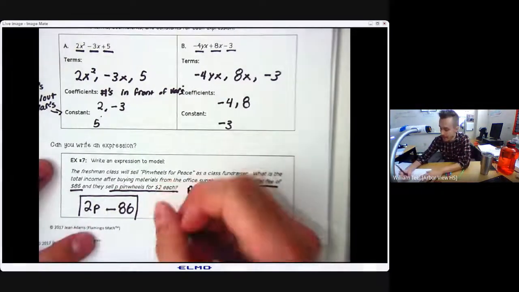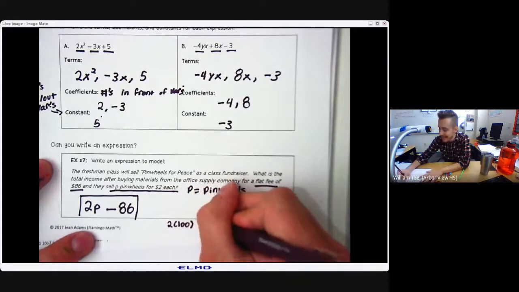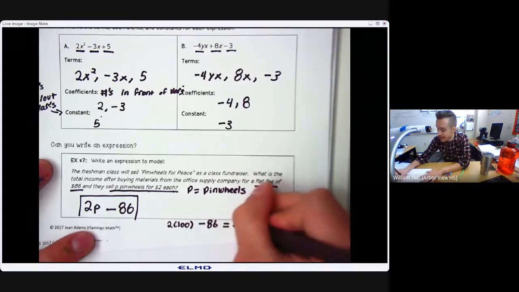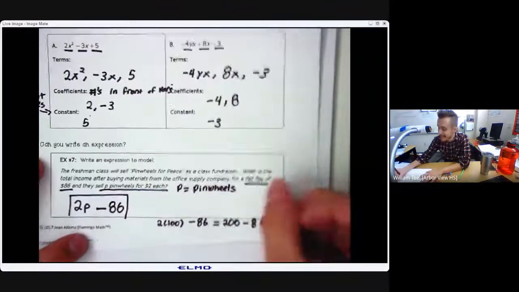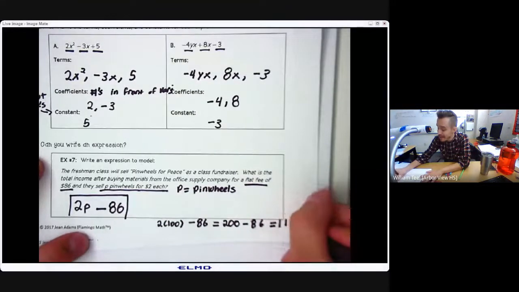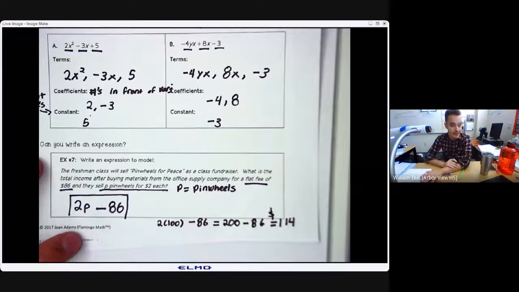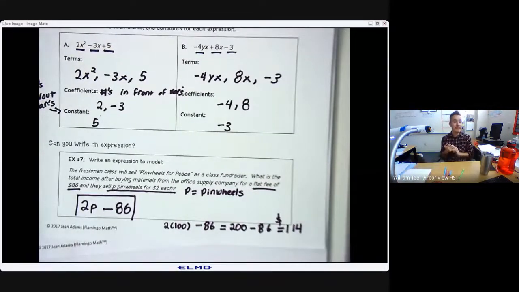So if we sold 100 pinwheels, we're going to have 2 times 100 minus 86. So that's going to be equal to 200 minus 86. 200 minus 86, that is going to be 114. So what that means is I have made $114 off of this fundraiser, okay? So this is a very handy expression that we have created that allows us to see how much money we made after the fundraiser is done, depending on how many pinwheels we sold, okay?